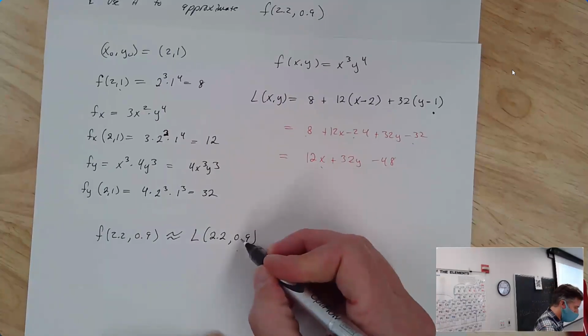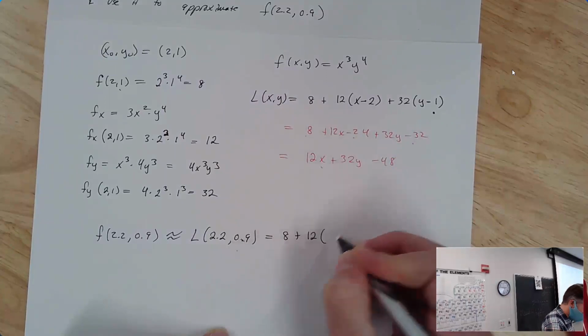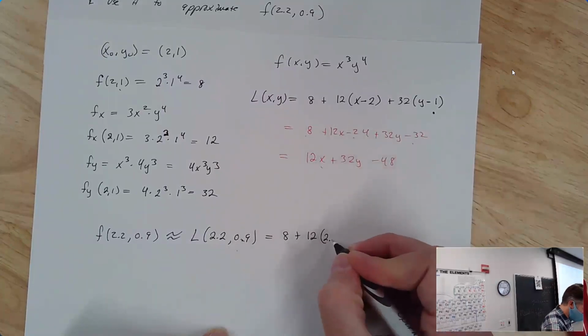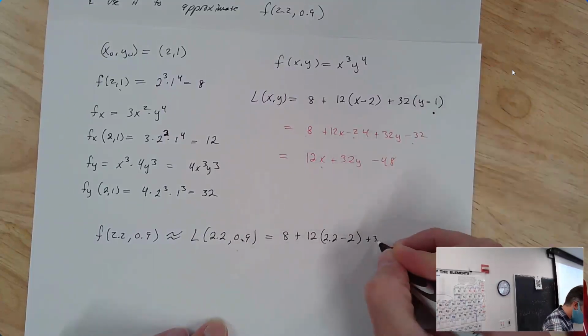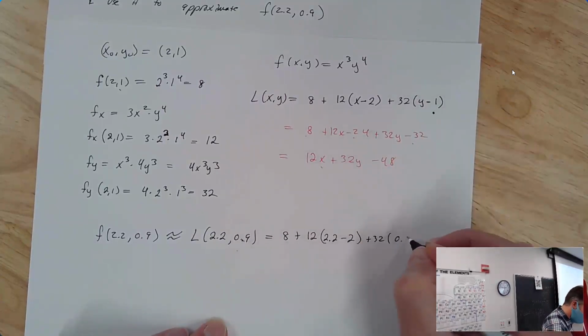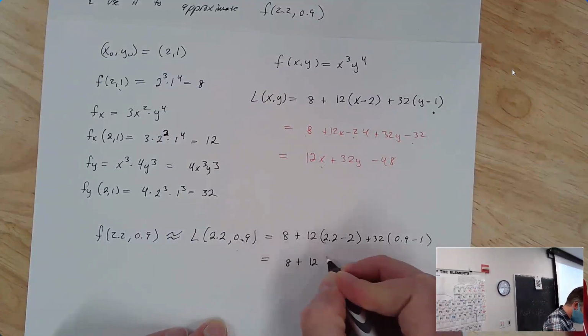It's much easier to be like, oh yeah, I'm going to have 8 plus 12 times 2.2 minus 2. Oh yeah, that's going to be nice. It's going to be easy. And 32 times 0.9 minus 1. And that's going to be a relatively straightforward calculation.